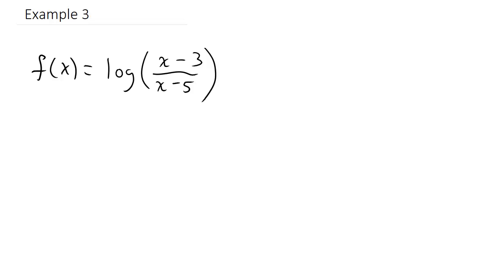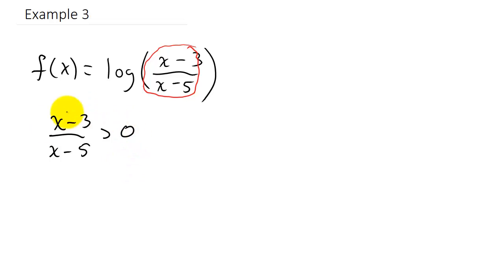Alright, so we're going to find the domain of a logarithmic function. We have the log of (x minus 3) over (x minus 5). So to find the domain, we cannot take the log of 0 or a negative number. So that means that this (x minus 3) over (x minus 5) has to be positive. So that means that (x minus 3) over (x minus 5) has to be greater than 0.